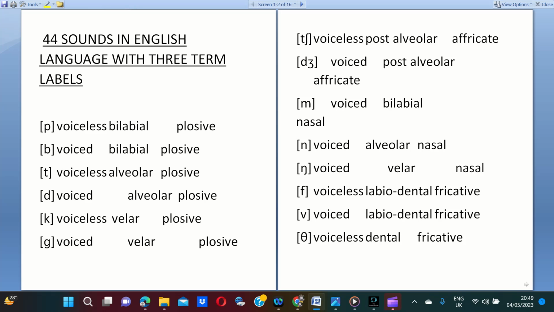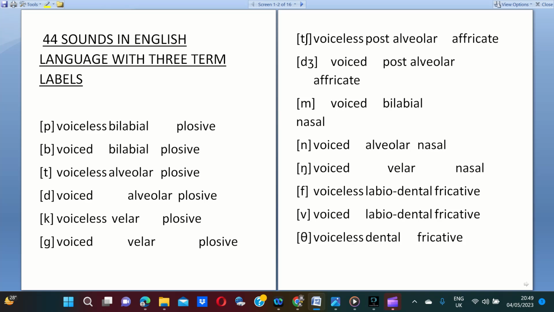Why do we call it a nasal sound? Here the nasal cavity is open, the oral cavity is closed. Partially the oral cavity is closed. Here the nasal cavity is completely open. That's it. Next, fricatives.